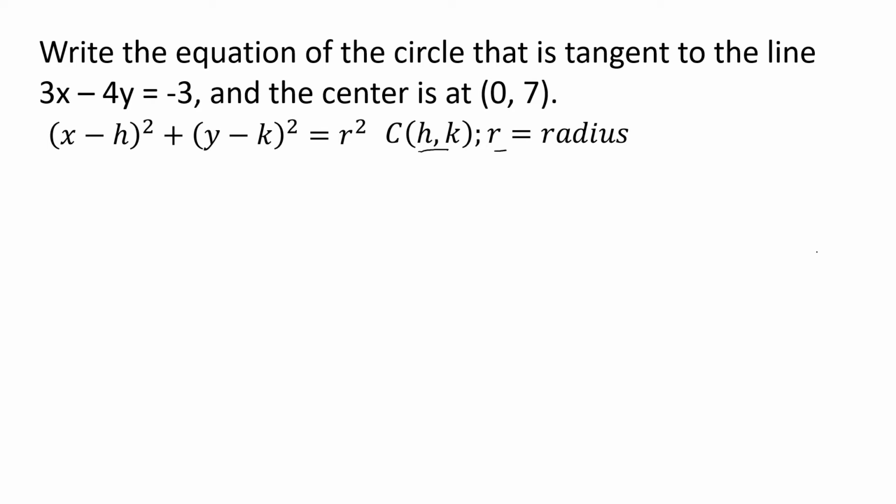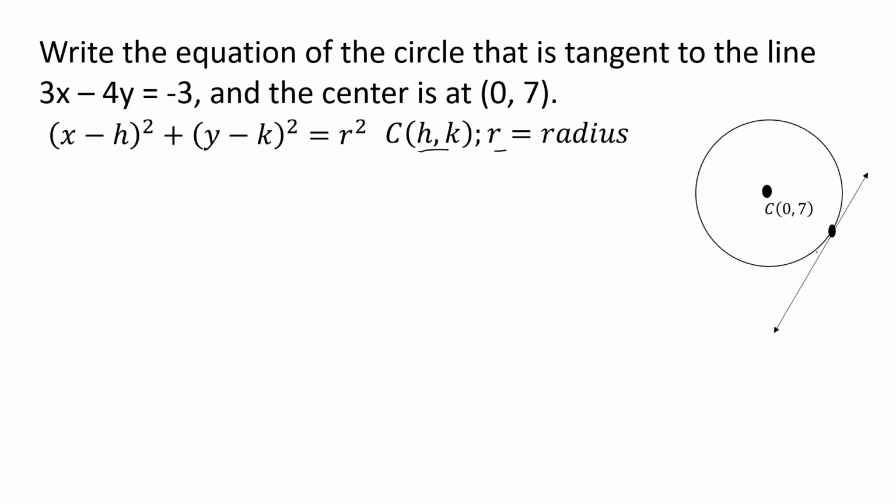In this problem, we are given a circle that is tangent to the line 3x minus 4y equals negative 3, and the center is already given at point (0, 7). Let us have the diagram or the figure, not drawn to scale, to represent the given information.